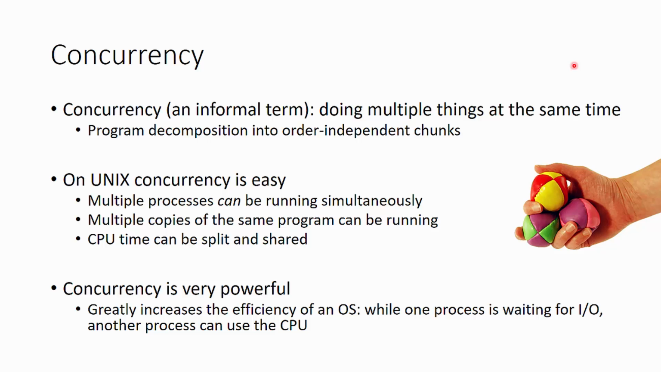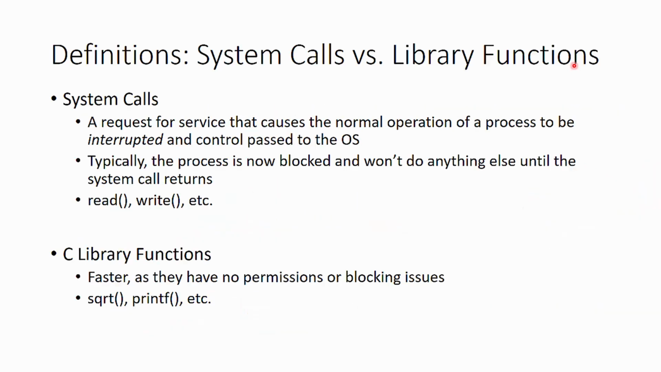So while one of those processes is just waiting for input or output or anything else, some other process can use the CPU. And the CPU can share its time, can share its available horsepower with whatever processes need to run at any given moment.